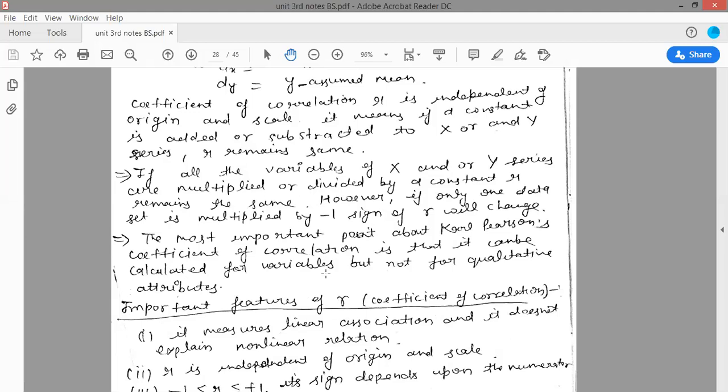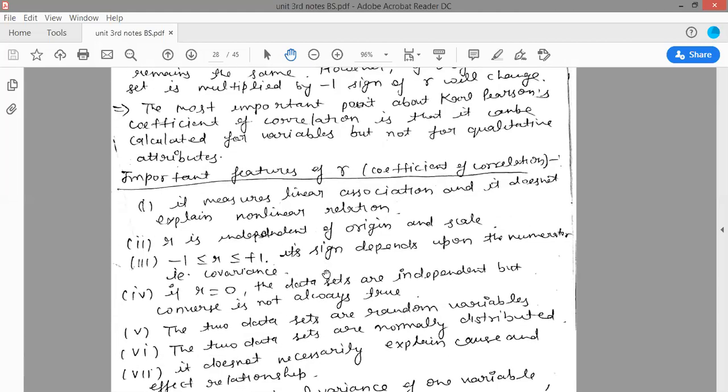However, if only one data set is multiplied by minus one, the sign of r will change. अगर लेकिन अगर आप अपने डेटा सेट को माइनस वन से मल्टीप्लाई कर रहे हो तो वो आपका आर चेंज हो जाएगा. Next point, the most important point about Karl Pearson's coefficient of correlation is that it can be calculated for variables but not for qualitative attributes. So इस लाइन का मतलब आप लोग समझ ही गए होंगे कि क्या है. मीन्स हम इस वेरिएबल को सिर्फ और सिर्फ क्वांटिटी के लिए कैलकुलेट कर रहे हैं. This cannot be calculated for qualitative attributes.